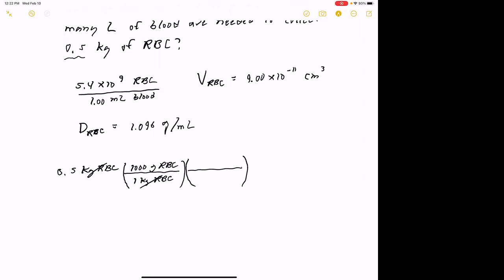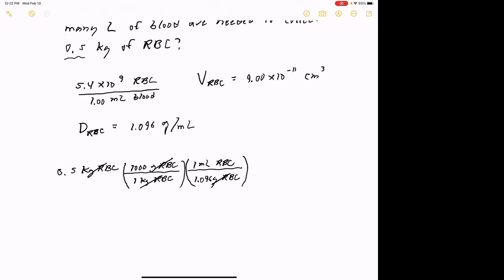Again, we can just kind of string these things together so that we know in 1 milliliter of red blood cells, all right, I've got 1.096 grams. That's my density. That's per red blood cell, right? So we're talking about individual red blood cells here. Okay, so grams will cancel with grams. Okay, so that's my density. Now that takes me to milliliters, doesn't it?